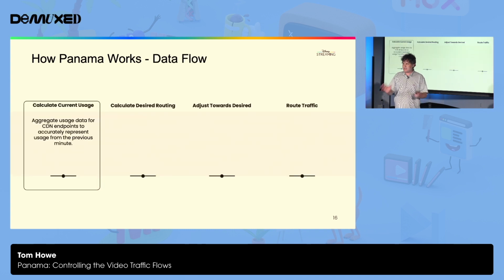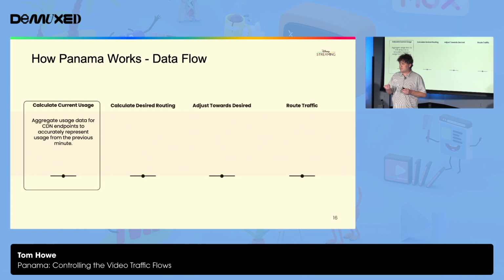So the data flow is as such. The first step is always to calculate how much traffic we saw previously. So we do this by using a number of different data sets, including client telemetry, including usage logs that come from the CDN providers and other tools, to come up with a clear and precise estimate of how much traffic was actually used during the past minute.